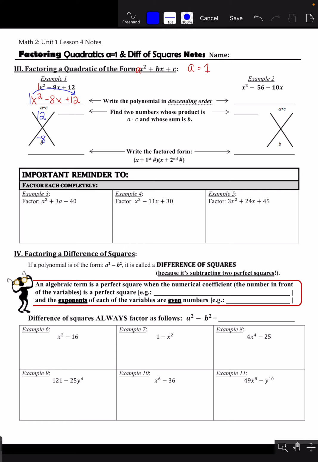The next step is we're going to find 2 numbers whose product is a times c and sum is b. So multiplies to give you 12, adds to give you negative 8. Think of all your factors for 12, so 1 and 12, 2 and 6, 3 and 4, and see which of those could possibly give us negative 8. And hopefully you find that it's negative 6 and negative 2.